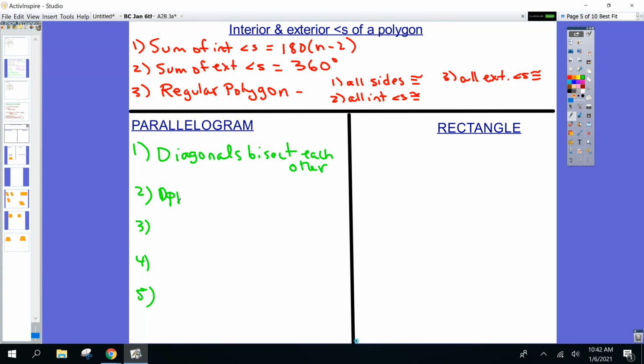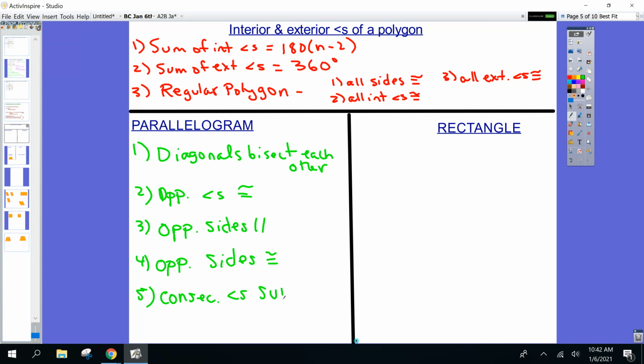Consecutive angles are supplementary. There you go. Opposite sides parallel. Opposite sides congruent. And the one that was just missing but said, consecutive angles supplementary. Some of you guys messed up on that one on the quiz. Take a look back at your quiz, please, if you have to. Some of you guys told me the consecutive angles were congruent for some reason. All right, consecutive angles are supplementary. Good work. So there's your parallelogram.